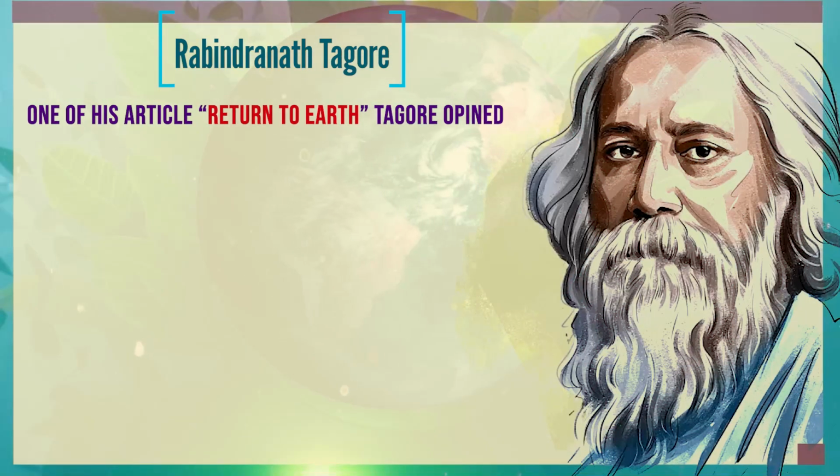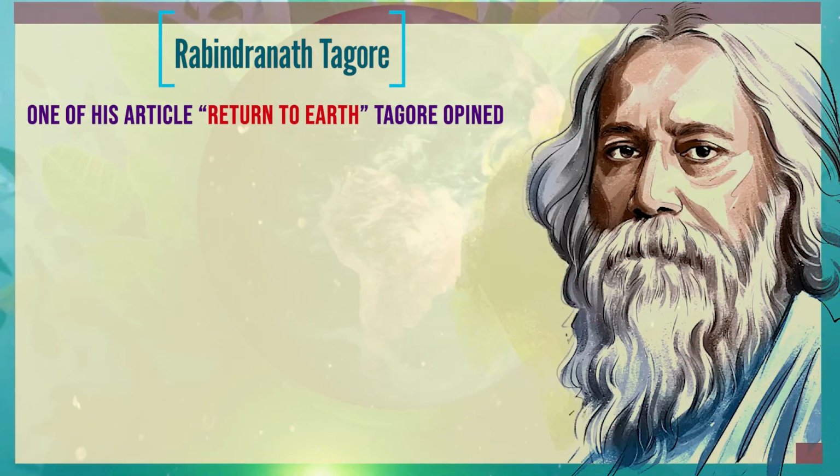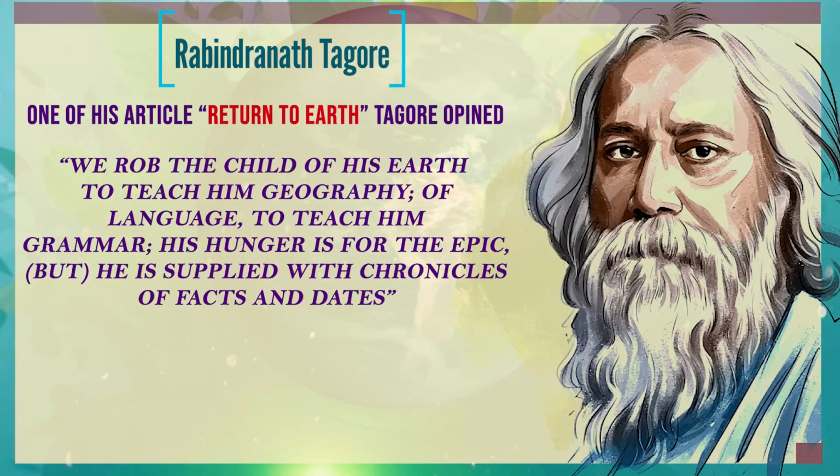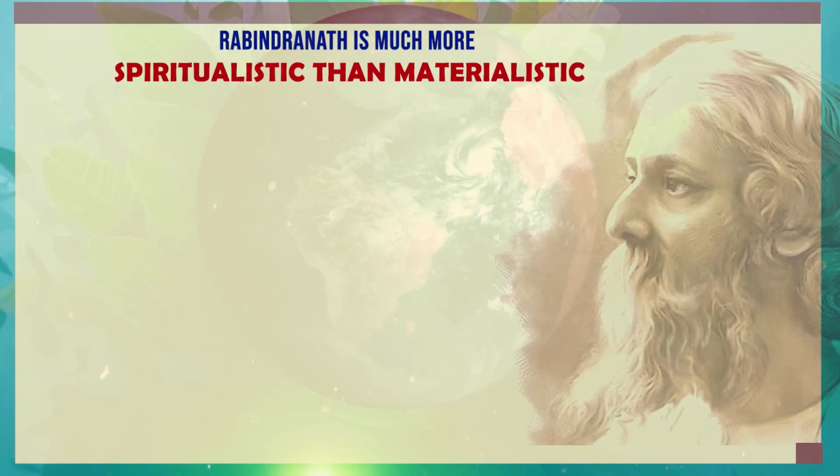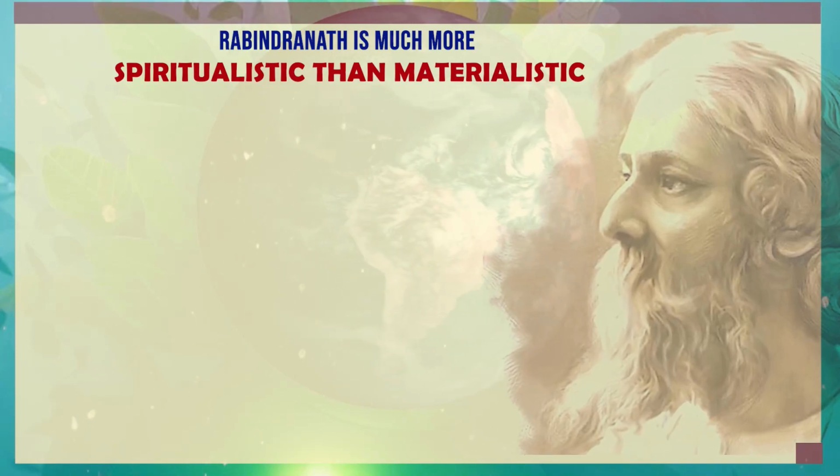In one of his articles, Return to Earth, Tagore opined, we rob the child of his earth to teach him geography. We rob the child of language to teach him grammar. His hunger is for the epic, but he is supplied with chronicles of facts and dates. The concept of education, according to Rabindranath, is much more spiritualistic than materialistic.